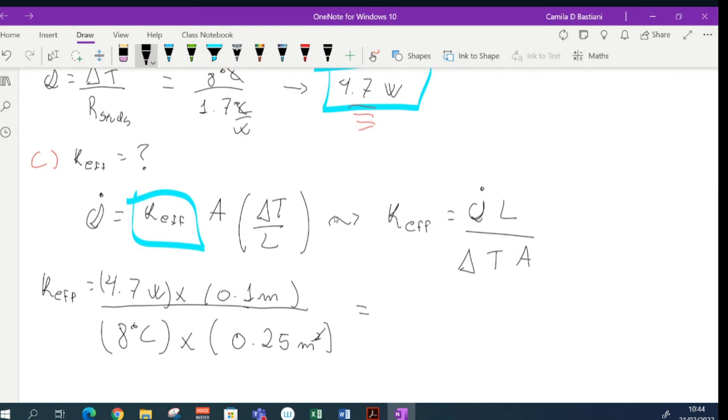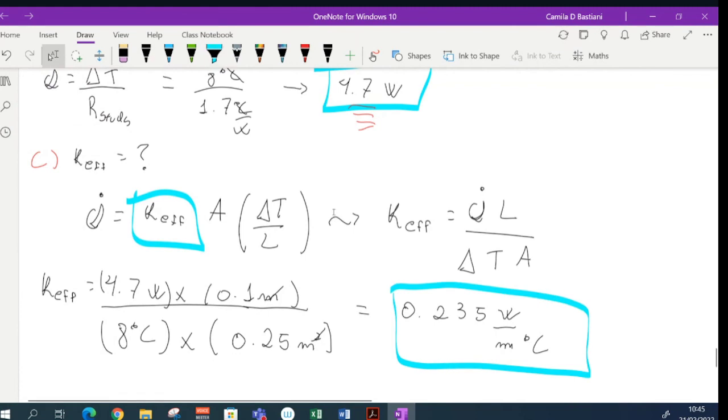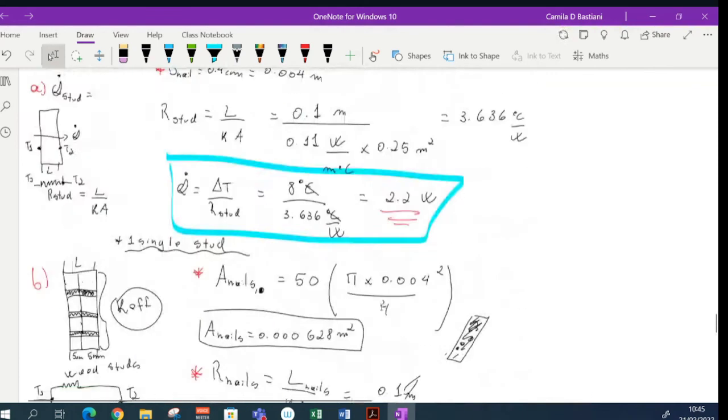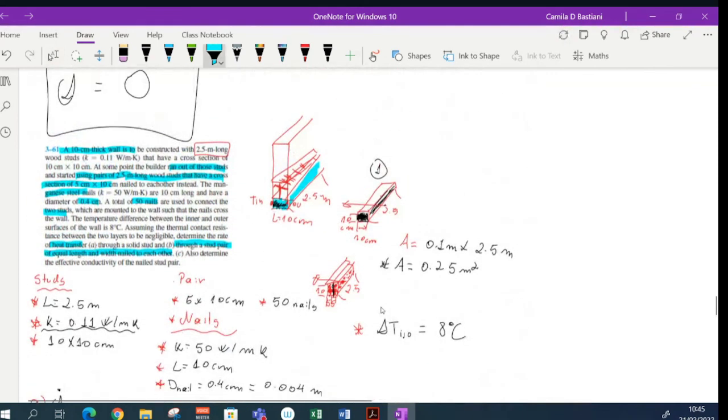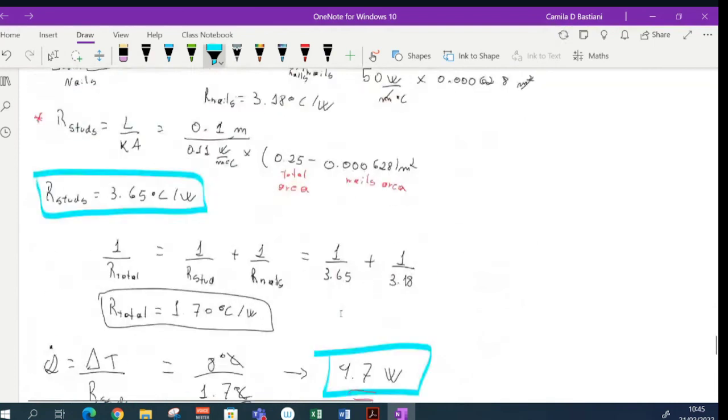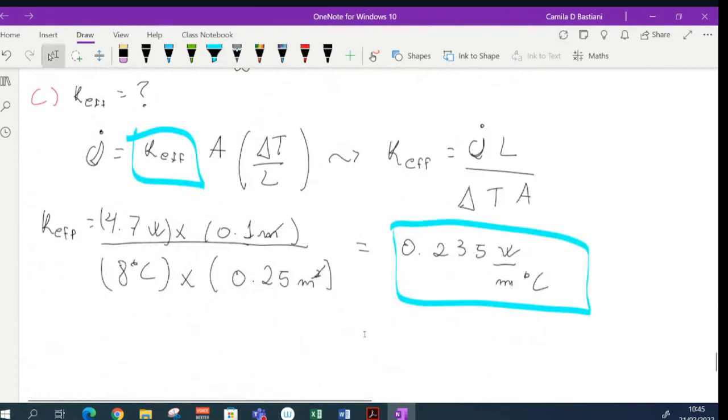So the combination covers the total 0.25 meters square area. I cancel one of the meters here, so my result is going to be 0.235 watts per meter degrees Celsius. So my conductivity is 0.235. What was the conductivity of using simply a stud? It was 0.11, the K for simply using a wood stud. So it's more than twice the conductivity of using simply one stud. It's more than doubling my conductivity.